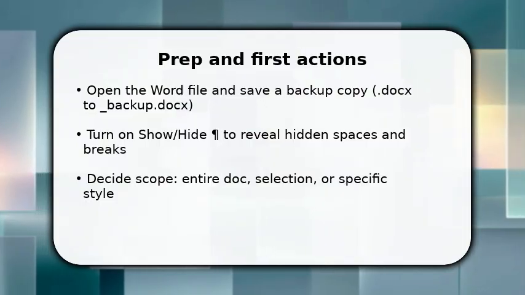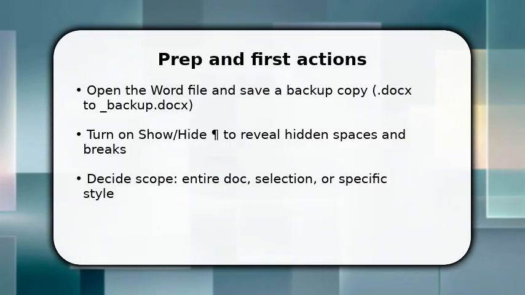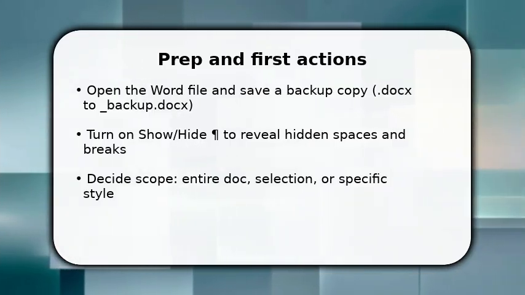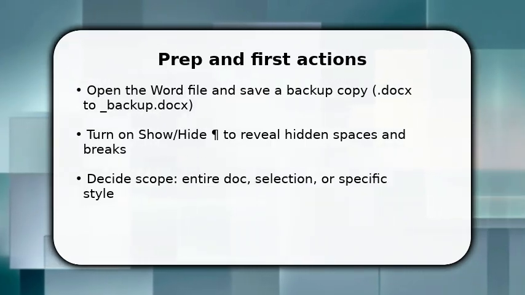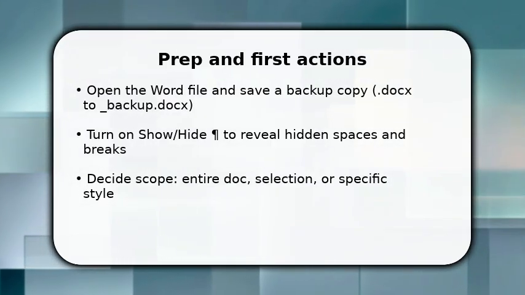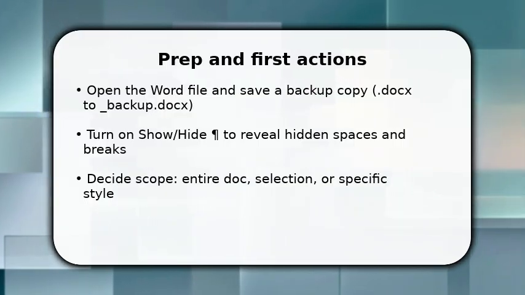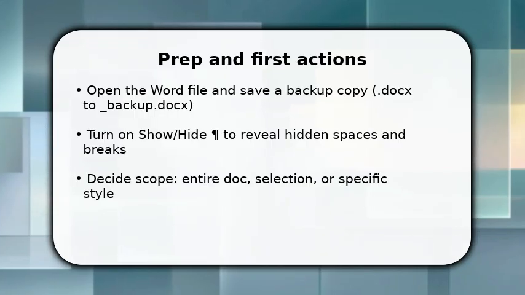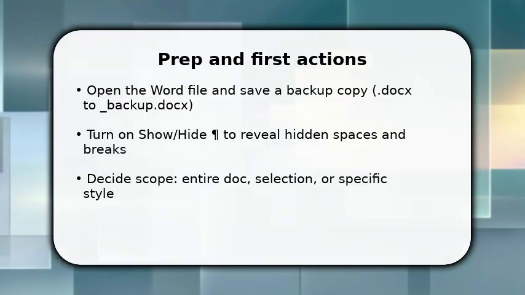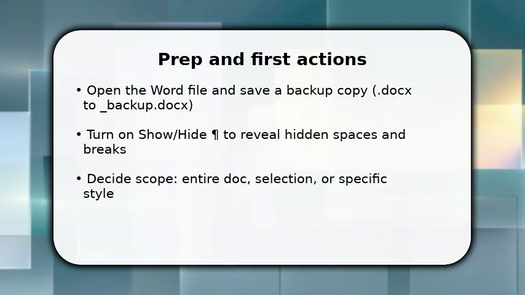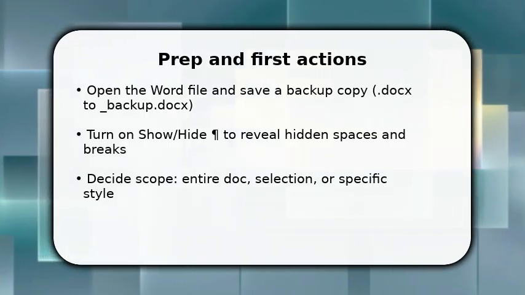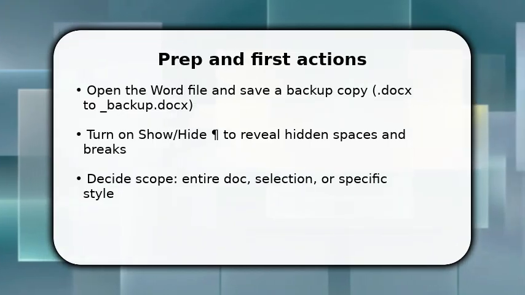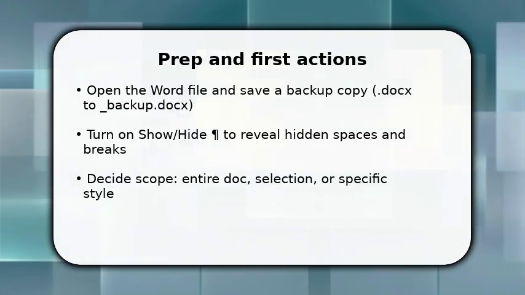You start by making a quick backup so you can revert if needed. Then open show/hide paragraph to see spaces, tabs, and breaks. Once done, inspect the area with missing spaces to identify whether it's a missing space, hard line break, or merged words from a style. Next, choose your scope, the whole document, a selection, or only text using a specific style, because that determines whether you'll use find and replace, proofing options, or a style edit.